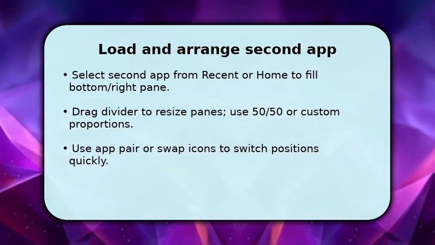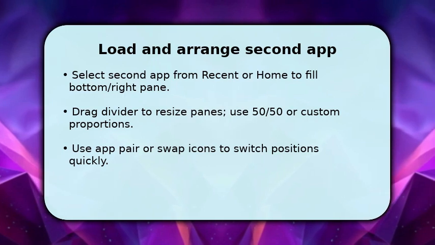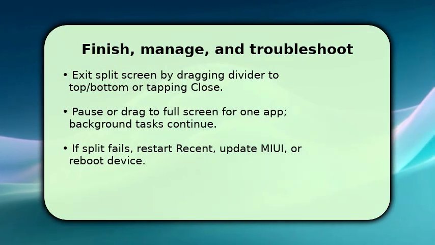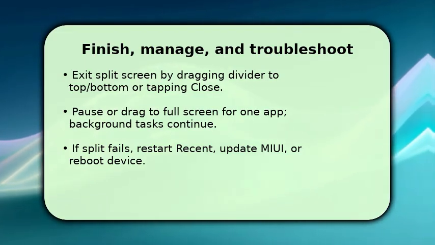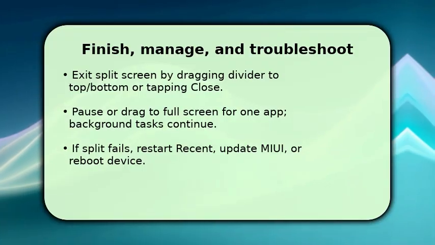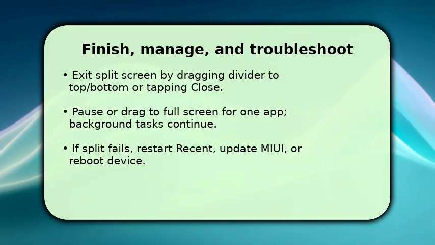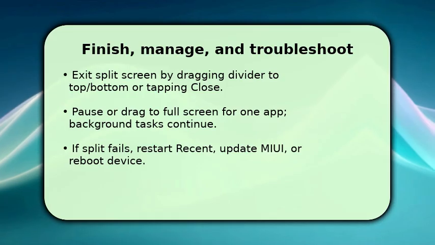To finish, drag the divider fully to one edge or tap the close handle, which returns a single app to full screen. Once done, background processes continue as expected. Make sure to pause media or adjust audio settings if sound routes between apps unexpectedly.